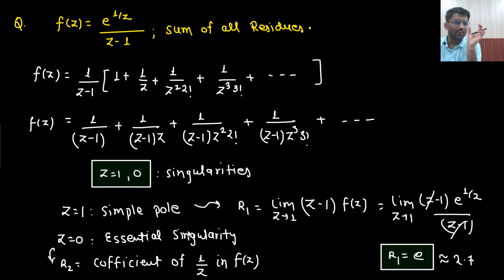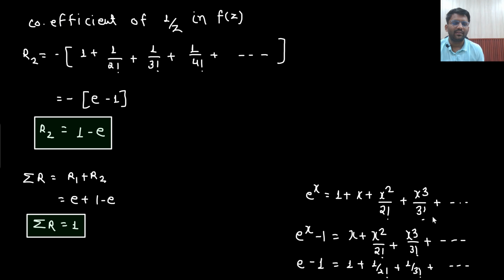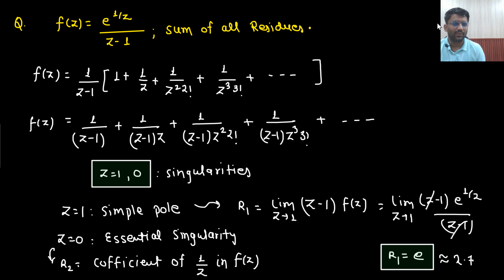Yes, in the syllabus, Laurent series is mentioned. But Laurent series and residue are both interrelated. So they can give this expression and ask you to find the coefficient of 1 by z in f of z, and you will be able to find it. Understandable? Let me take a break and then I will come back and we will solve one more question, somewhat like this.